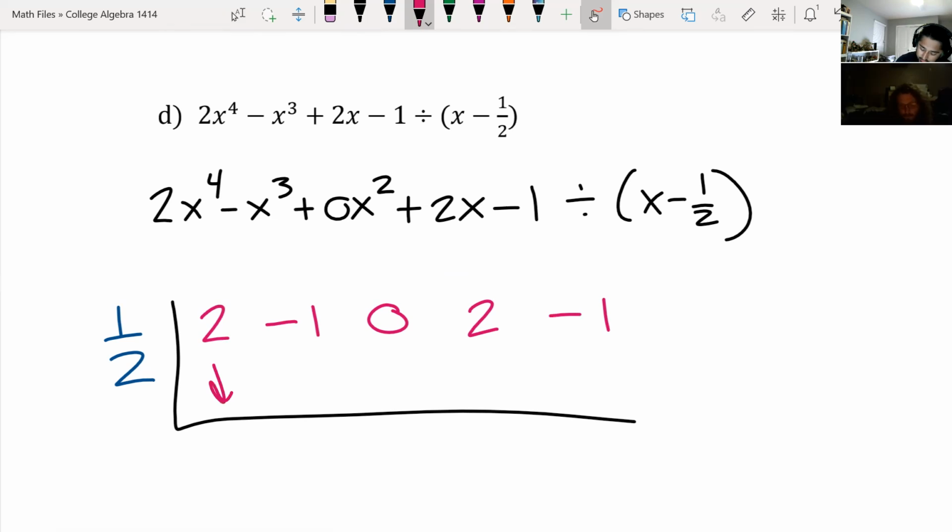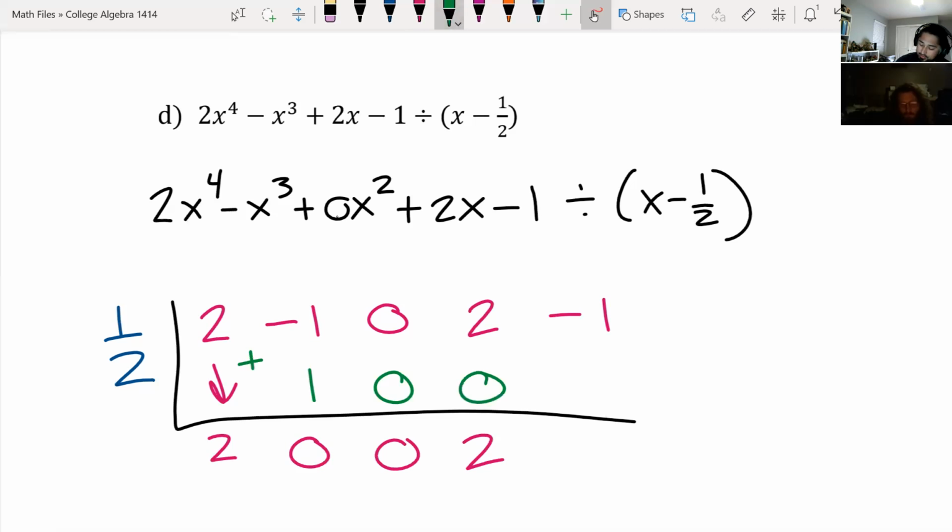And then the first number comes down. And let's do it. 1/2 times 2, you get 1, which will give me 0. 1/2 times 0 gives me 0. 0 plus 0, we get 0. And then 1/2 times 0 again is 0, which will give me 2. And then 1/2 times 2 gives me 1, which means we get a remainder of 0.